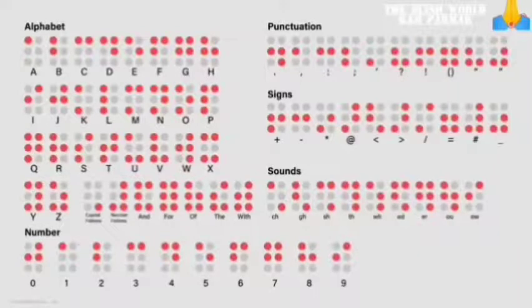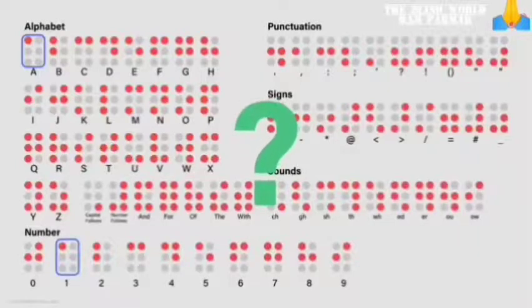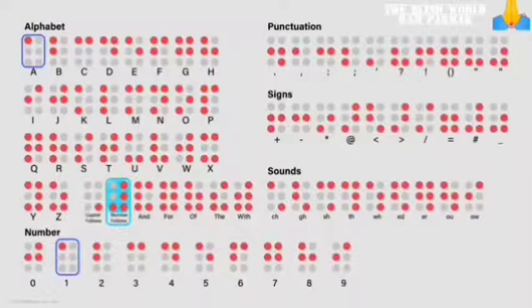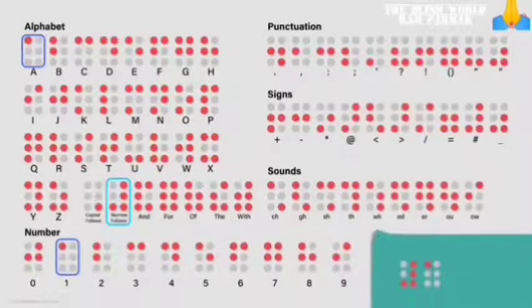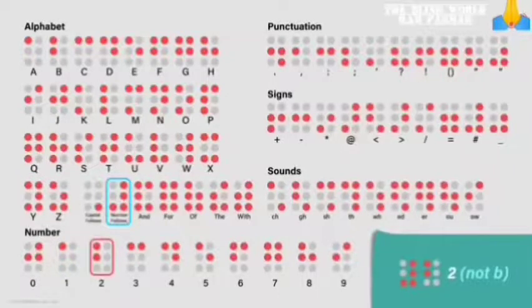Look at the pattern for the digit 1 and the letter A. Aren't they the same? How does the visually handicapped person know whether it's an A or 1? For that, look at this pattern which says number follows. When we have this pattern in front of a pattern, it tells us that a number follows. So this here tells us that we're talking about the digit 1 and not the letter A. Similarly, this would be the digit 2 and so on.